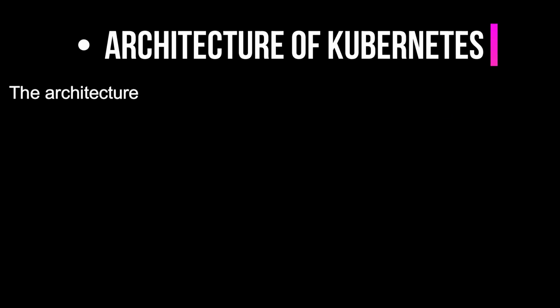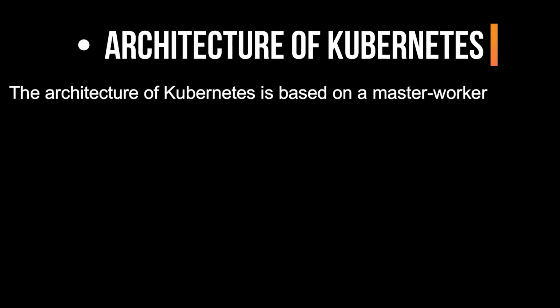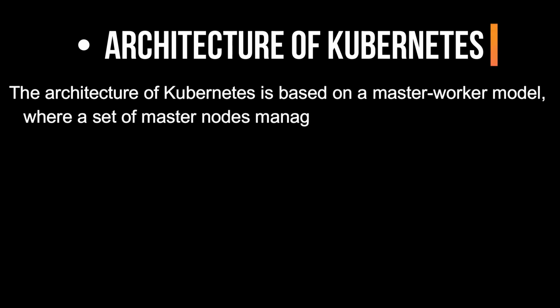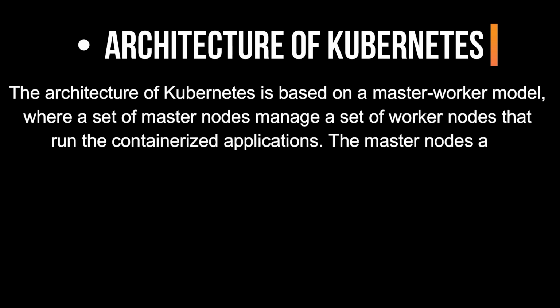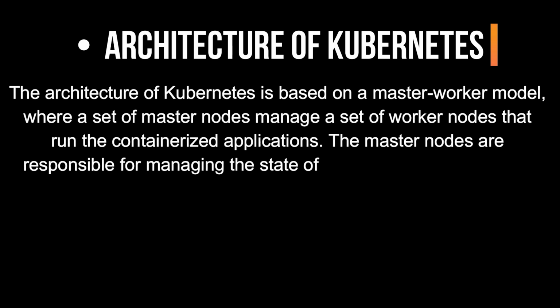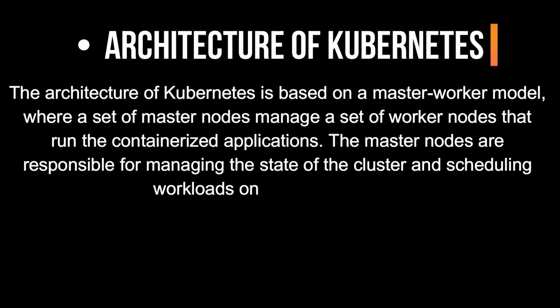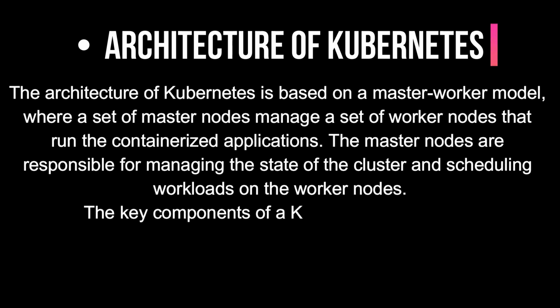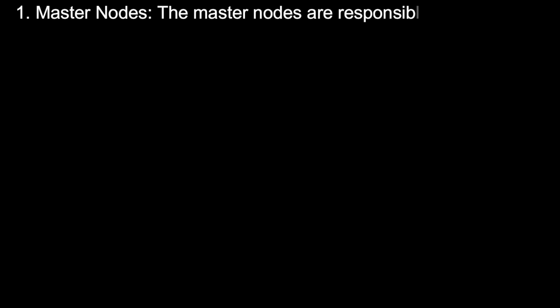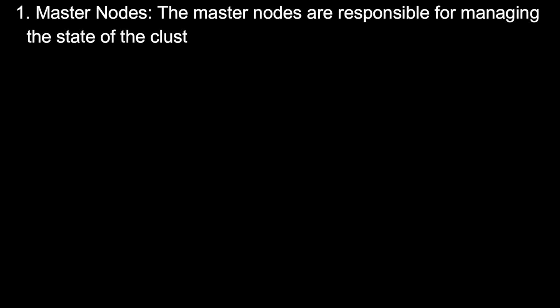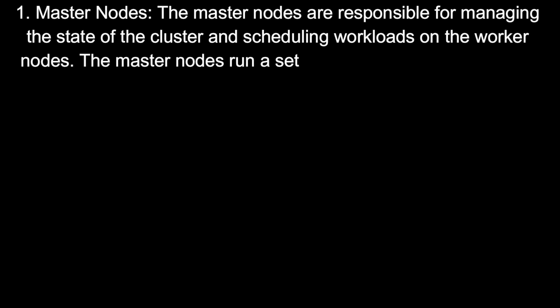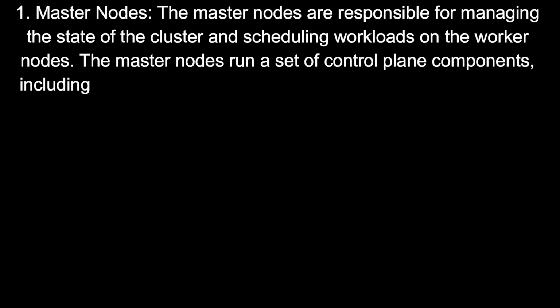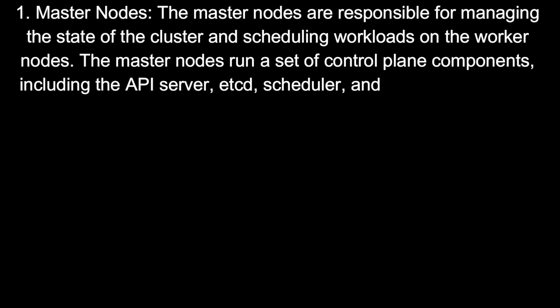Architecture of Kubernetes. The architecture of Kubernetes is based on a master worker model, where a set of master nodes manage a set of worker nodes that run the containerized applications. The master nodes are responsible for managing the state of the cluster and scheduling workloads on the worker nodes. The key components of a Kubernetes cluster are: 1. Master nodes. The master nodes are responsible for managing the state of the cluster and scheduling workloads on the worker nodes. The master nodes run a set of control plane components, including the API server, scheduler, and controller manager.